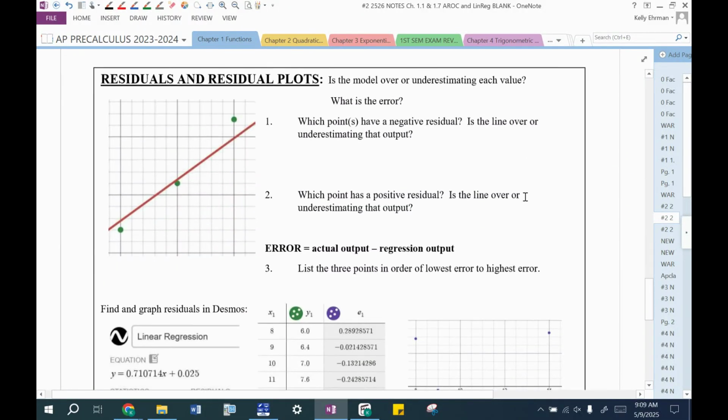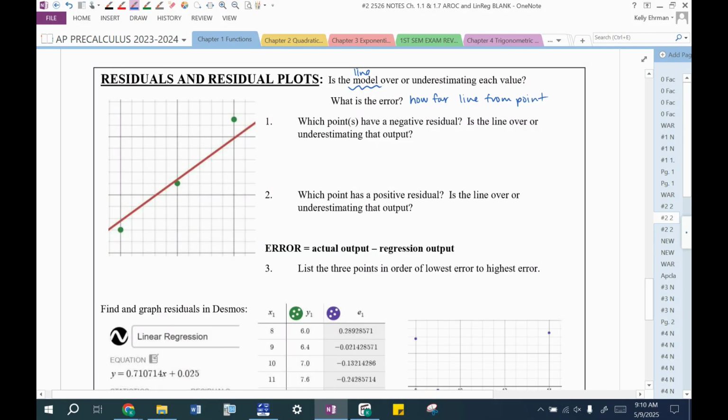What about residuals and residual plots? This is something that maybe will pop up a time or two for our AP test. You'll see this a lot in AP stats. A residual and a residual plot helps you answer the question, is this model overestimating or underestimating each value? And then, how far off is it? What is the error? So the model is the line. And so is the line over the data point or under the data point? And the error is how far is the line from the point?